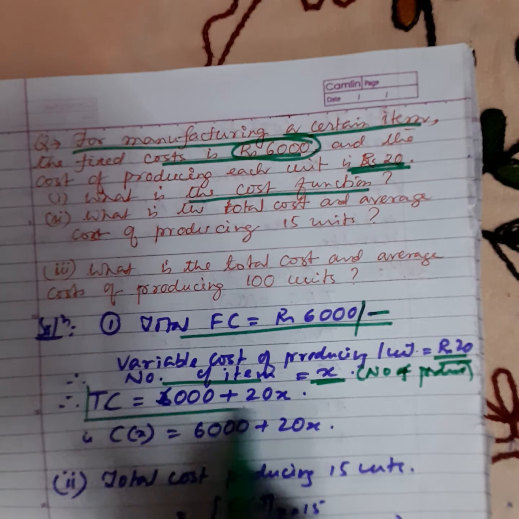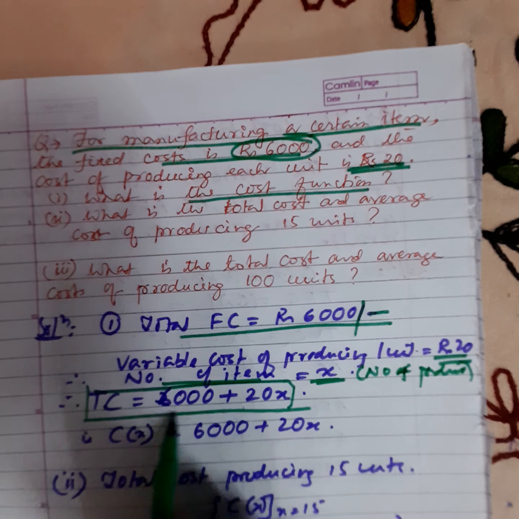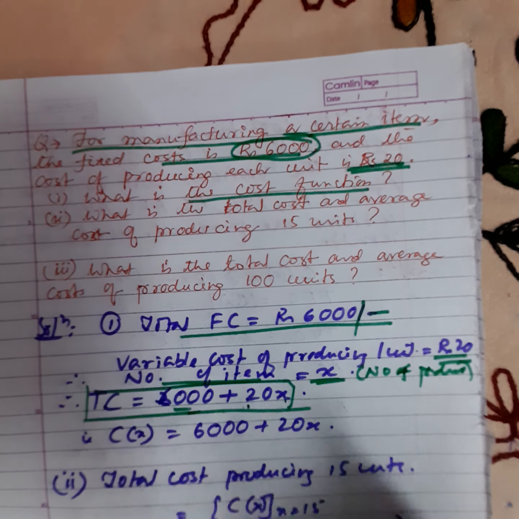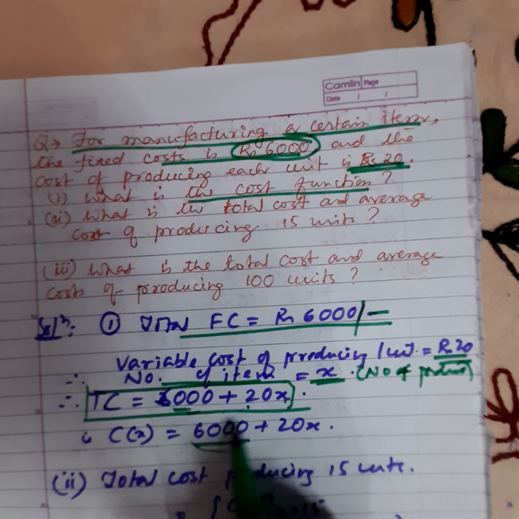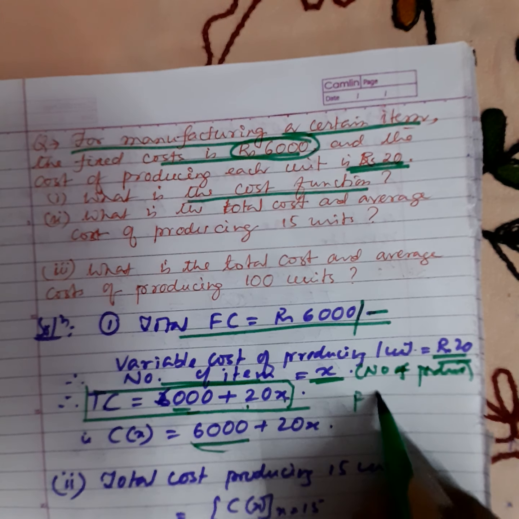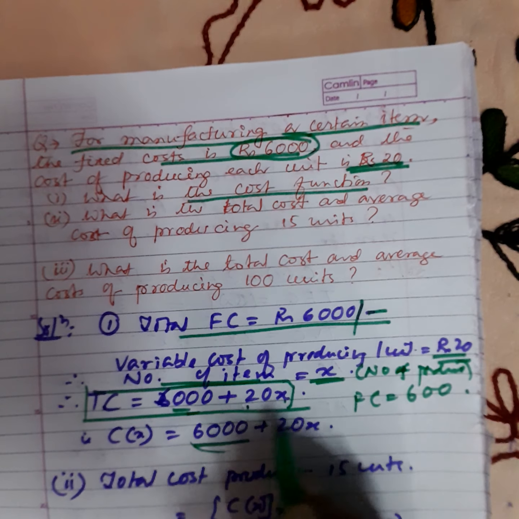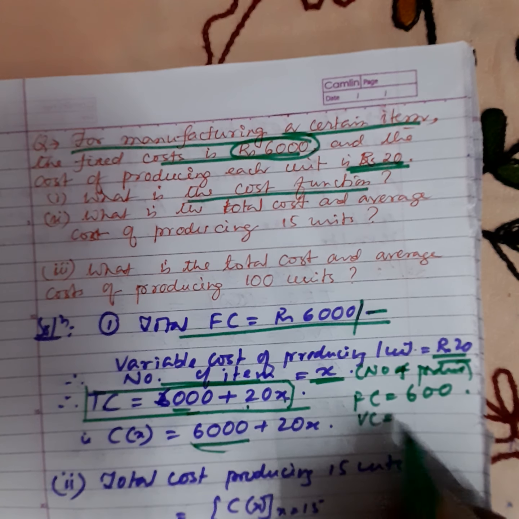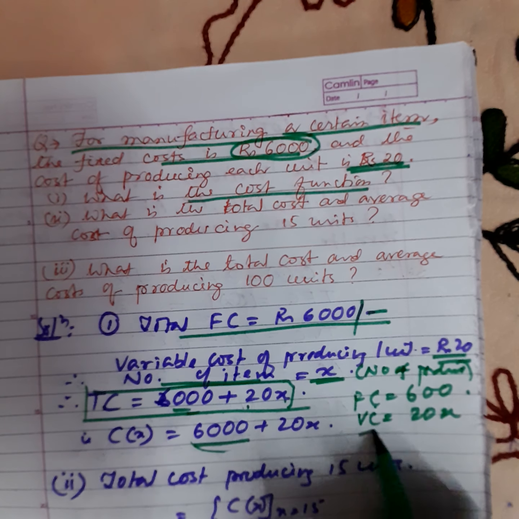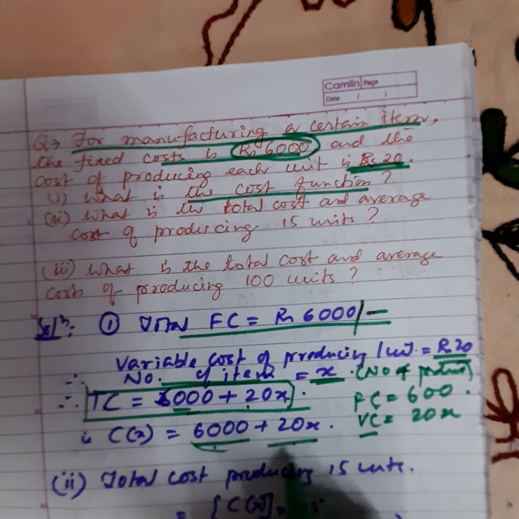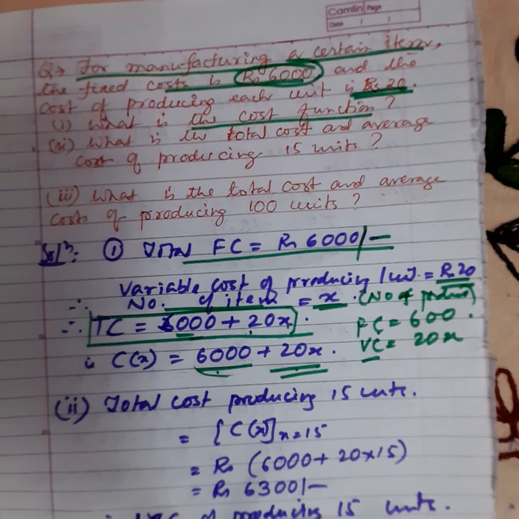So total cost will be what? The total cost is 6,000 plus 20 into x. That is C(x) is equal to 6,000, the fixed cost, plus 20x, the variable cost. So total cost is fixed cost plus variable cost, that is 6,000 plus 20x. This is the answer to the first question.